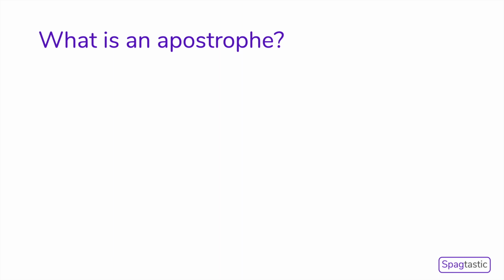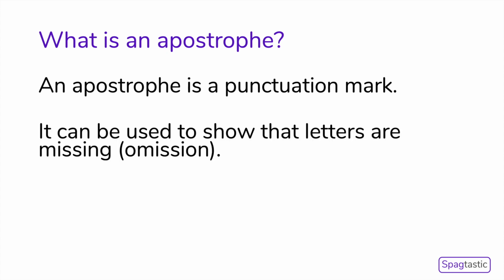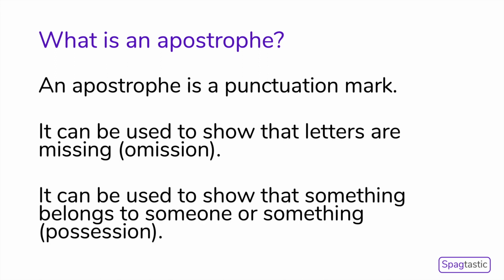Let's begin by answering the question, what is an apostrophe? An apostrophe is a punctuation mark that has two main jobs. It can be used to show that letters are missing. This is also known as omission. It can also be used to show that something belongs to someone or something. This is known as possession. In this lesson, we are going to focus on how the apostrophe is used to show that letters are missing.